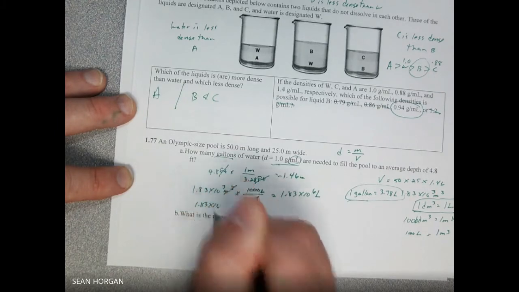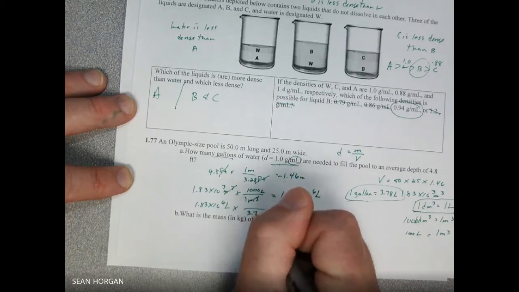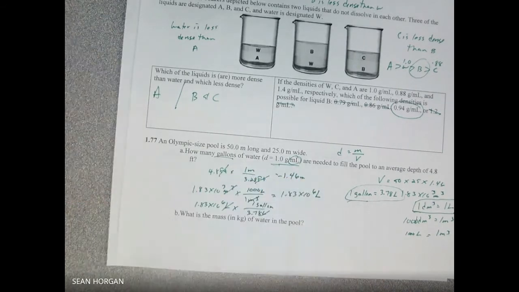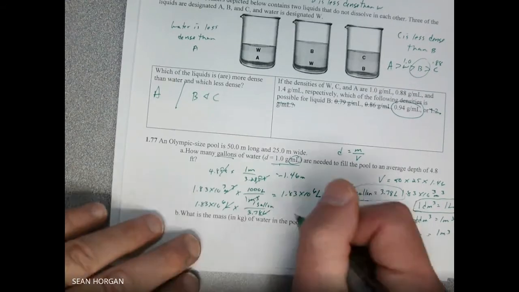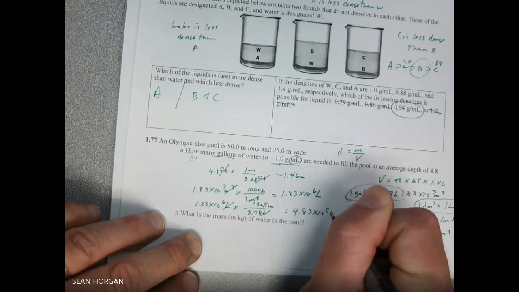1.83 times 10 to the 6th liters times 1 gallon for 3.78 liters. The liters cancel, and then we end up with 4.83 times 10 to the 5th gallons.